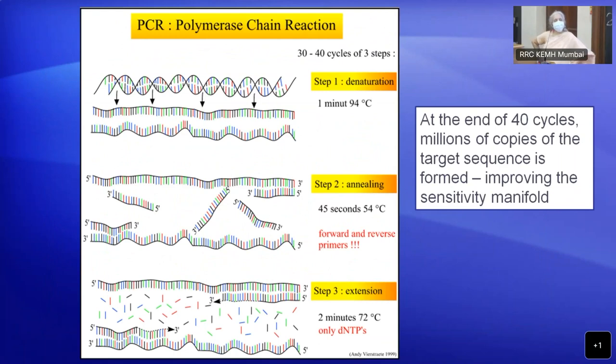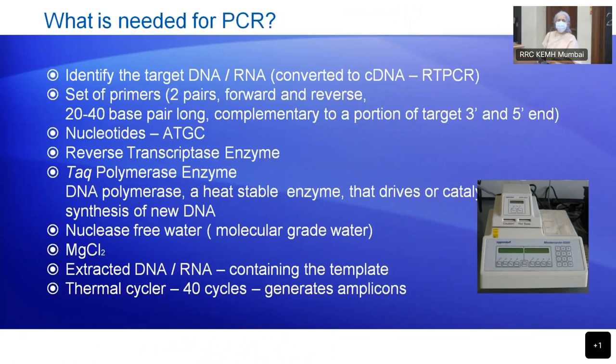That's how it has got an exquisite sensitivity, right? Compared to even microscopy and technically compared to even culture. So one target sequence gets multiplied manifold to about 10 to the power of 9 target sequences at the end of 40 thermal cycles. So if I have to do the PCR, why is this information important?